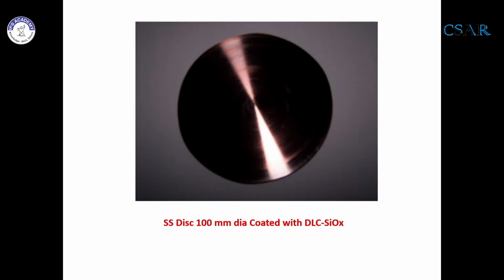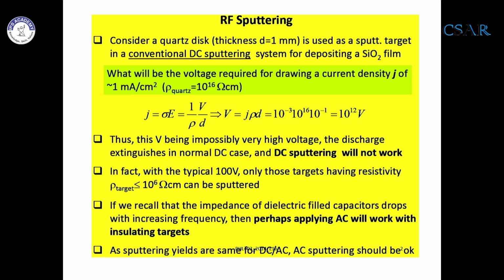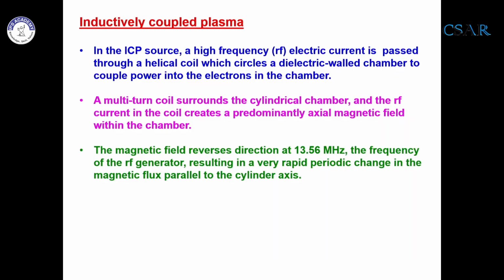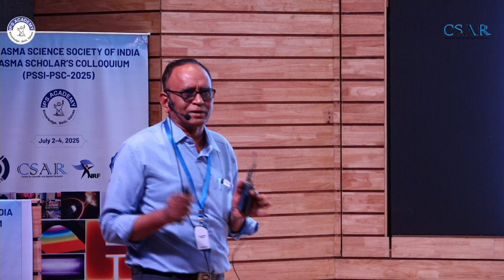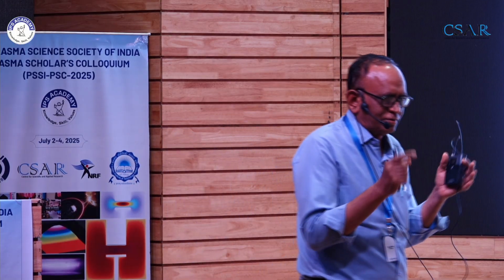Okay. This is a diamond-like carbon coating, 100 mm diameter coated stainless steel disc. Okay, sputtering I have already explained. Now I will show you one important development, that's the inductively coupled plasma. So how RF power is coupled to the plasma.